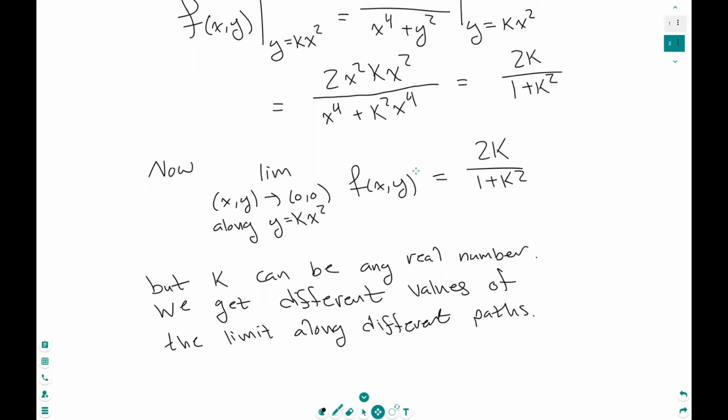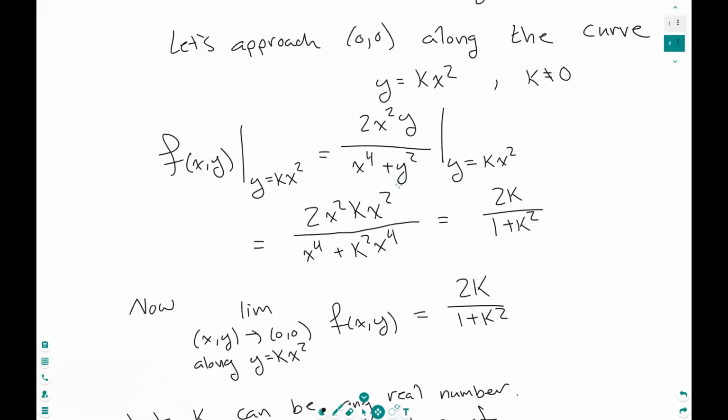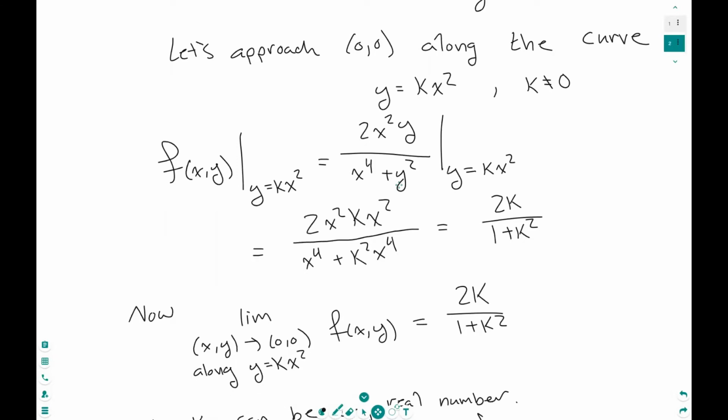How did you know that y was equal to x, or sorry, k x squared? It's not that I knew that y was equal to k x squared. I just came up with a path in the xy plane. So you could do, say, y is equal to x and then y is equal to 2x, something like that. And you just prove that any two different paths get you different limits.